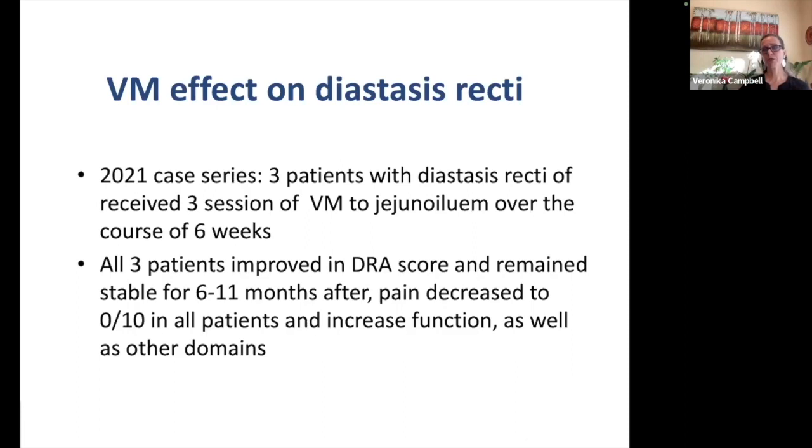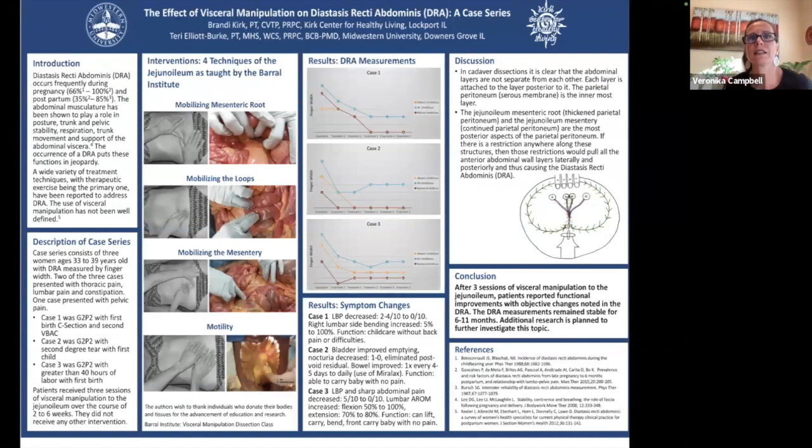All 3 patients had an improved diastasis recti score and remained stable for 6 to 11 months after. So they were followed up on after. The pain in these patients decreased to a 0 out of 10, and they had increase in function as well as other domains. So this was presented as a case series. I forget which year this was, as a poster presentation. This research article is well worth reading because it explains a lot of this. It explains exactly what was treated. There are treatment steps and techniques. There are videos.